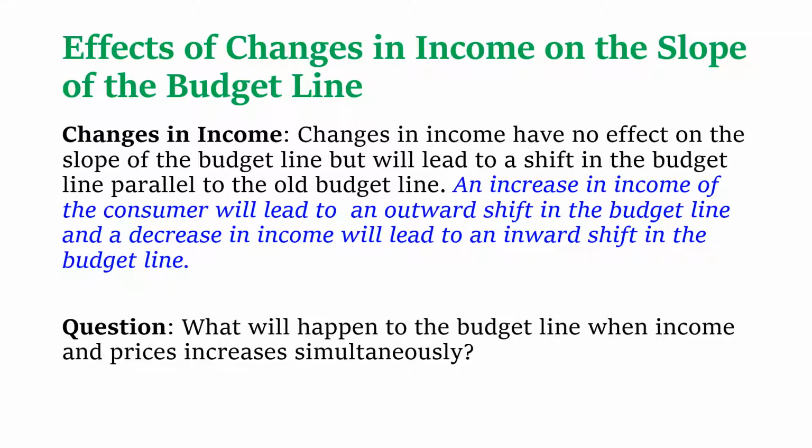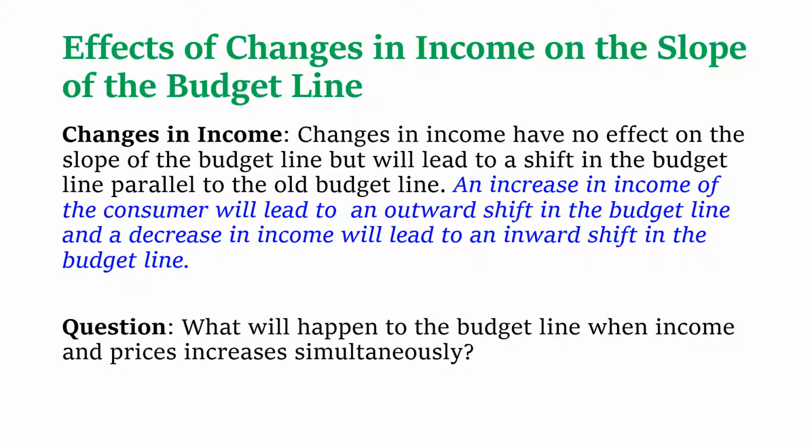So an increase in income in effect will lead to an outward shift in the budget line, and a fall in income will lead to what? An inward shift in the budget line, right? For a decrease in income.